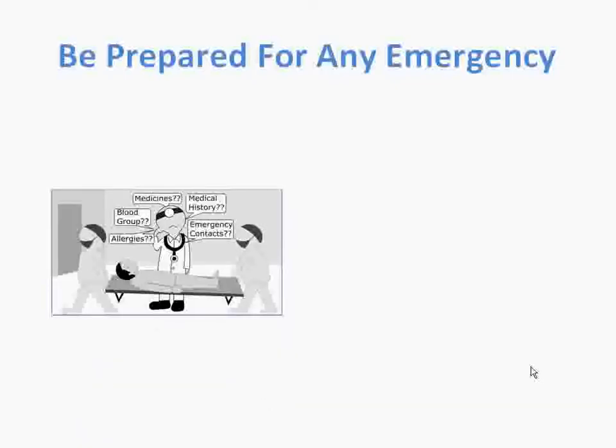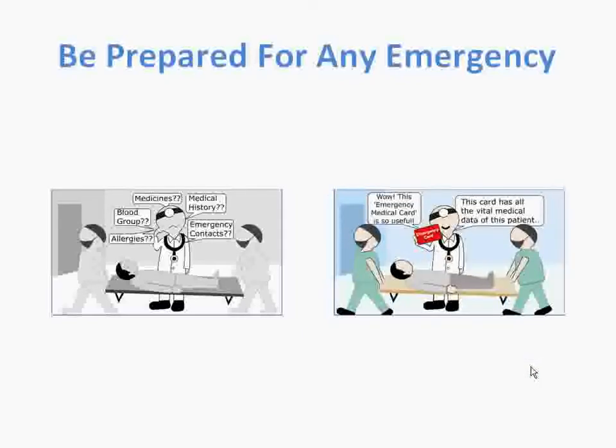Let us see different scenarios. For example, if you are going to an emergency room and you don't know the place, the doctor keeps on thinking, what medicines is this person taking, what is his blood group, allergies and all that. Now you are not in a particular state to tell the doctor. Now think of a scenario in which the doctor gets the emergency card out of your wallet and he knows all the details, like what your blood group is, your medical history, the medications you are taking. Wouldn't that be great?